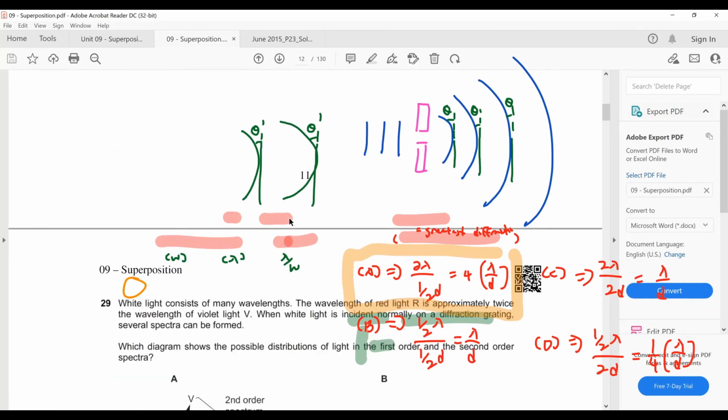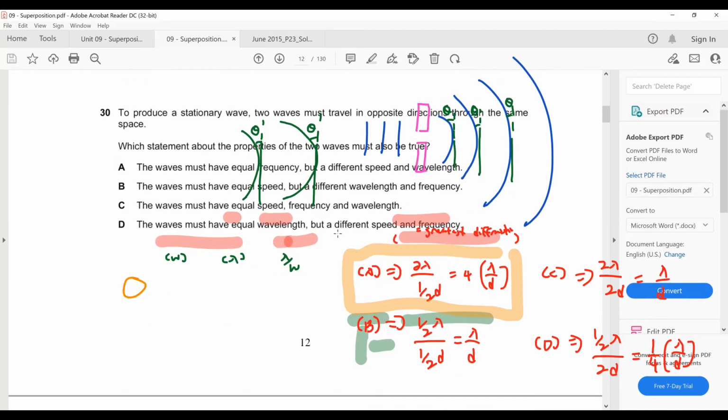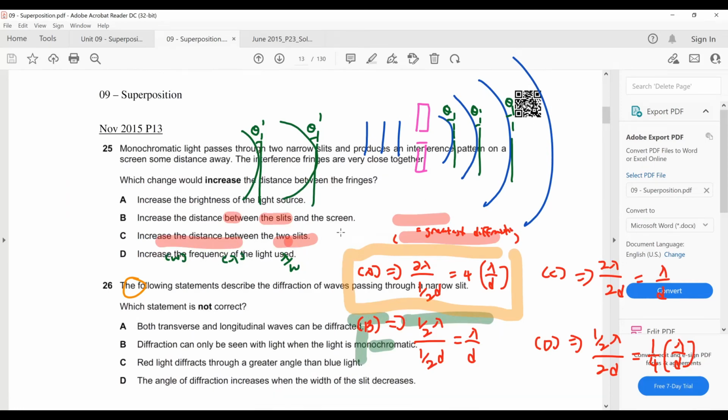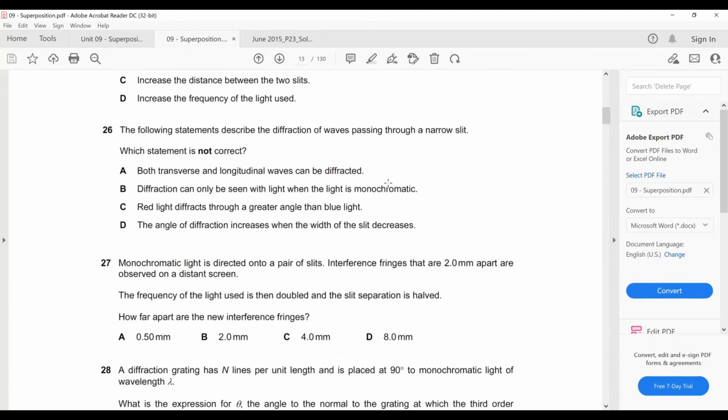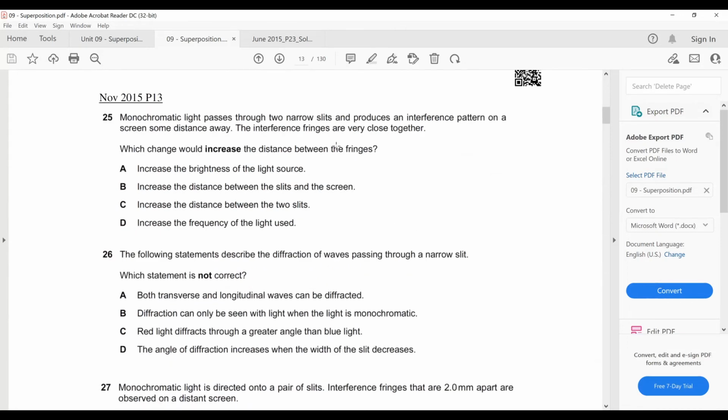Page 11 skip because it's a stationary wave. Page 12 also skip because it's also a stationary wave. Then after that, we go through page 13. Okay, question 25 is something very similar to what we've just done.